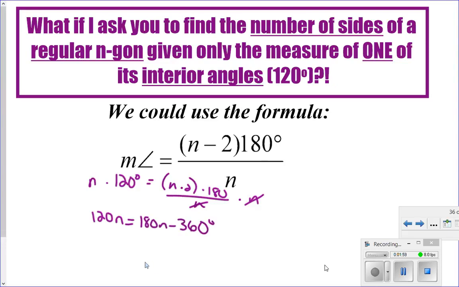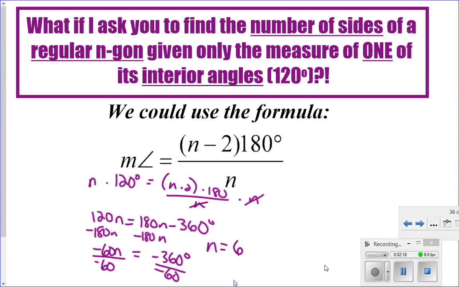I'm going to subtract 180n from each side. And I'm getting negative 360 degrees is equal to negative 60n. Dividing each side by negative 60 gives me that n is equal to 6. So the number of sides is 6. So we're dealing with a regular hexagon here. Okay, so that's one way to do the problem.